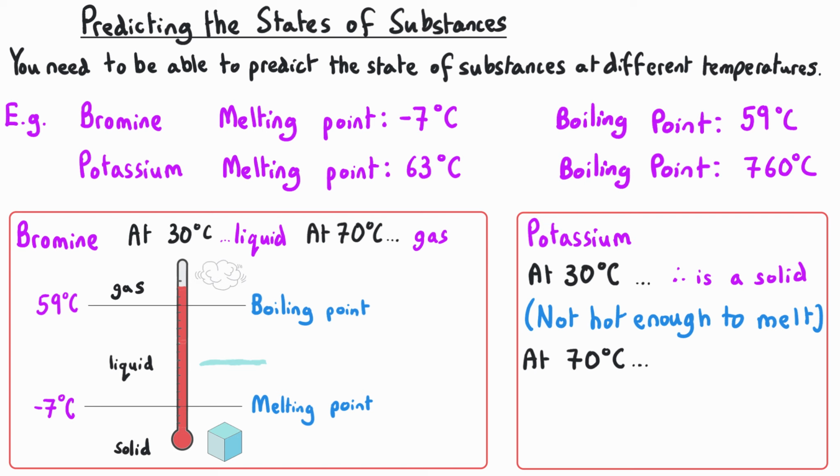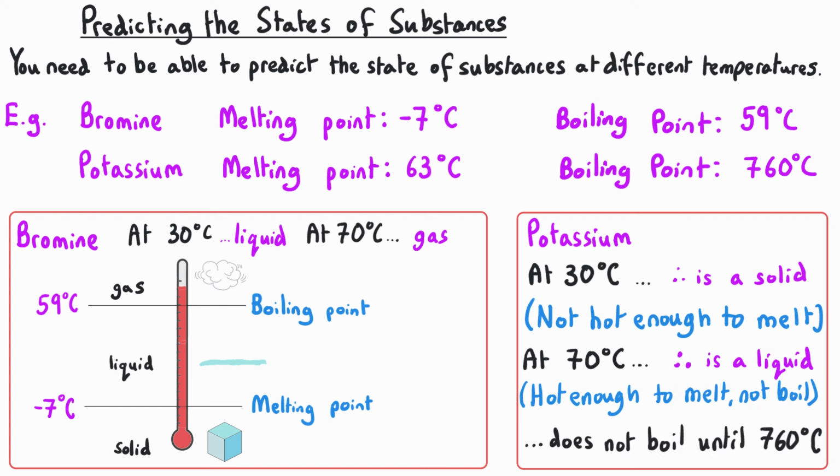And so that means that potassium will be a solid. It isn't hot enough to melt at that temperature. What if you've been asked about a different temperature, at 70 degrees C? Is this temperature hot enough to melt potassium? Yes, it is. But it's not hot enough to boil potassium, because potassium would not boil until we reach 760 degrees C. And so that means that potassium will be a liquid at this temperature, because it is hot enough to melt the potassium but not to boil it.